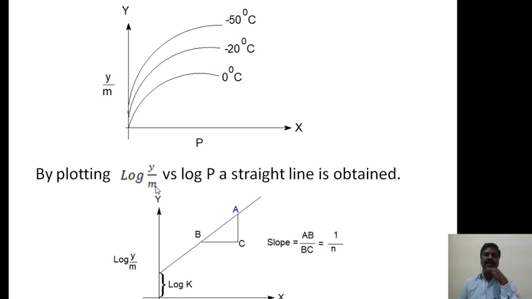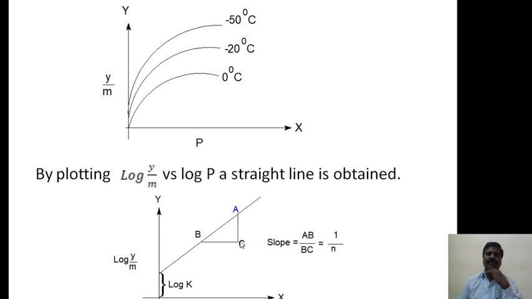After that, plotting log y by m against log p, a straight line curve is obtained, and it has an intercept on the y-axis. Therefore we will get a curve like this. The intercept is nothing but log k, and the slope will be calculated. How is the slope calculated?